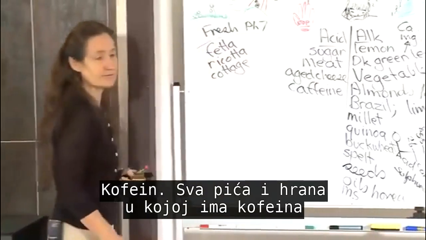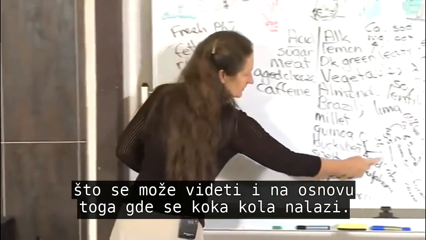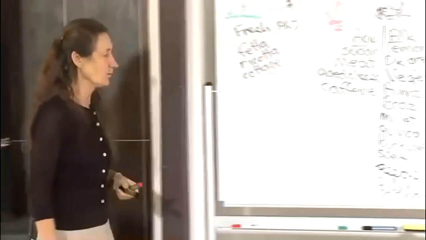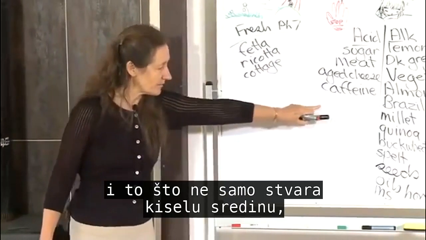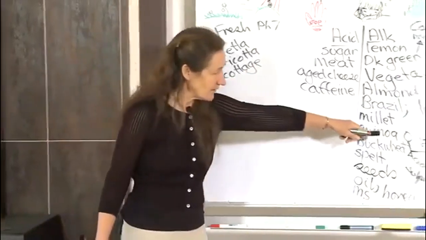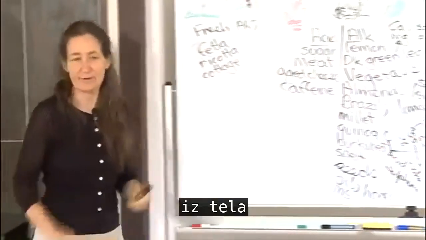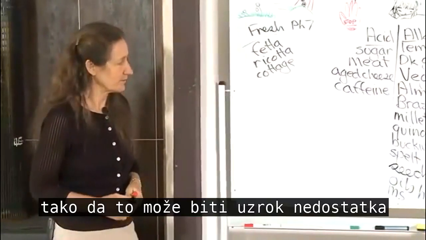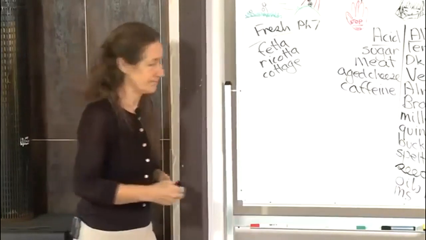Caffeine. All your caffeine foods and drinks have an acid effect in the body, as can be seen by where Coke sits. One of the dangers too with caffeine is that it not only has this acid effect, but it leaches calcium and magnesium out of the body. So it can be responsible for magnesium and calcium depletion in the body.